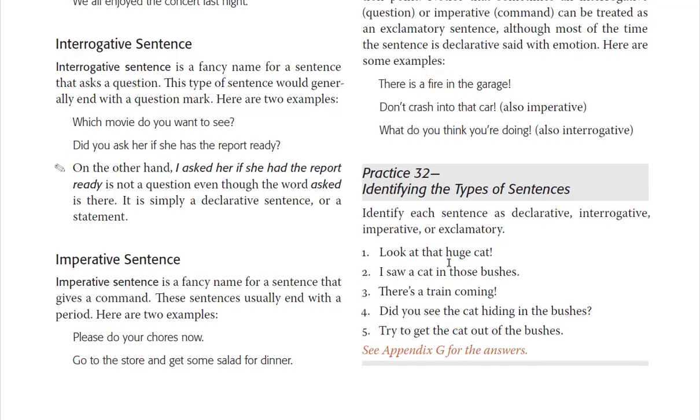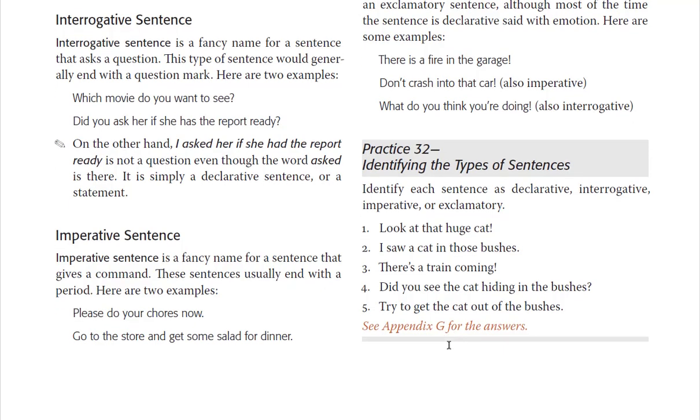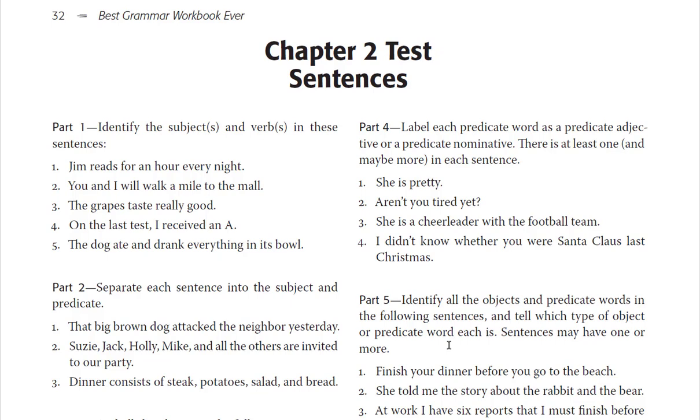Look at that huge cat! Exclamatory sentence. I saw a cat in those bushes. Declarative sentence. There's a train coming! Exclamatory sentence. Did you see the cat hiding in the bushes? Interrogative sentence. Try to get the cat out of the bushes. Imperative sentence. So those are different kinds of sentences, and that is the end of chapter 2.